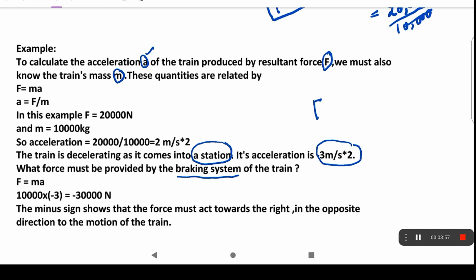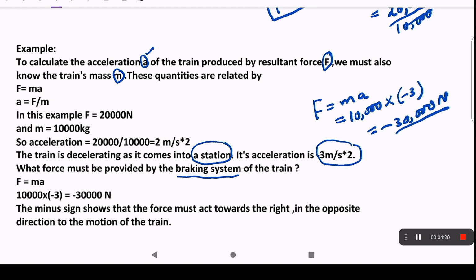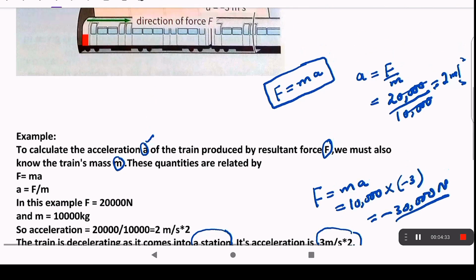So we will find it with the help of F is equal to ma. Now we will find the force. What is m? m is the mass of the train. And the acceleration is negative, that is -3. So it will come out minus 30,000 Newton. This is the force applied on this train in the opposite direction, due to which it stops. The minus sign shows that the force must act towards the right. Just see this figure.